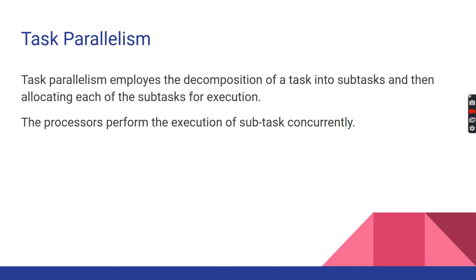Moving on, task parallelism. Task parallelism employs the decomposition of a task into subtasks and then allocating each of the subtasks for execution. The processors perform the execution of subtasks concurrently. So one program is segregated into smaller parts, and smaller blocks of the hardware will perform one kind of operation at a time. That is task parallelism, where the task is divided into subtasks and assigned to different threads and cores of the processor.